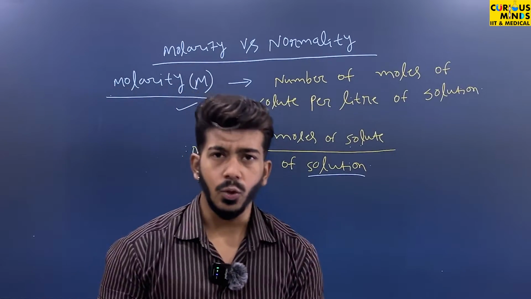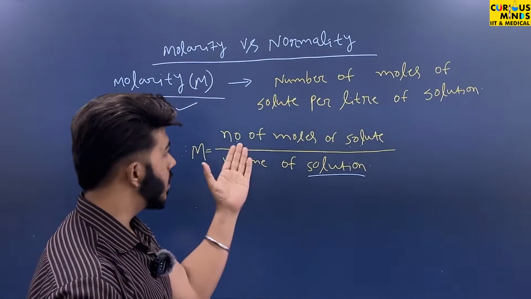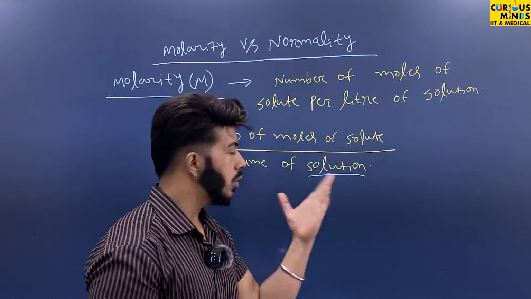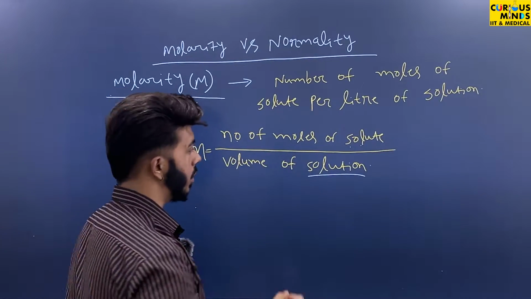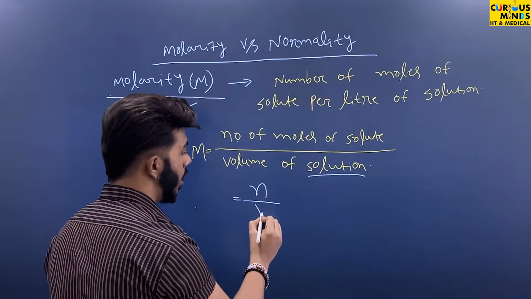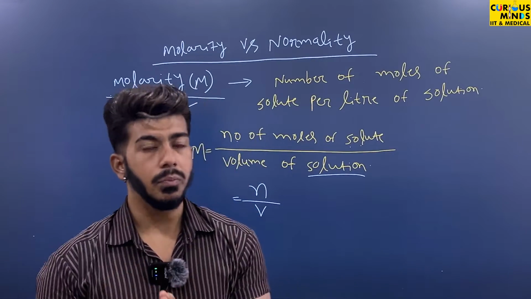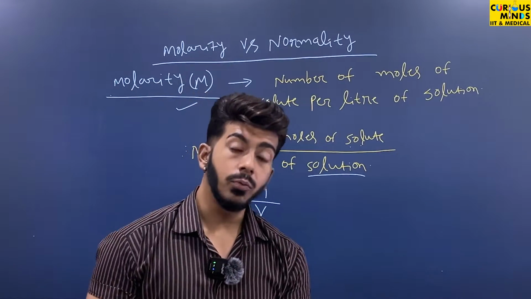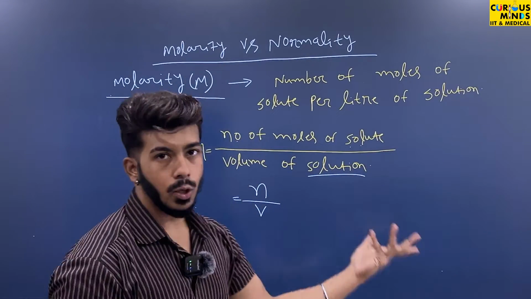We know that molarity and normality are all concentrations, and concentration is n upon V. So molarity is the number of moles of solute upon the volume of solution. I can also write it as n of solute, that is the mole number, over volume. The volume will be in liters. Generally in questions it will be given in milliliters, but we have to convert that into liters, and then we can solve the question.